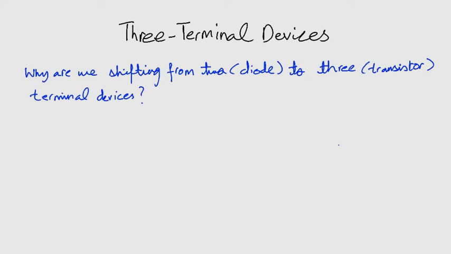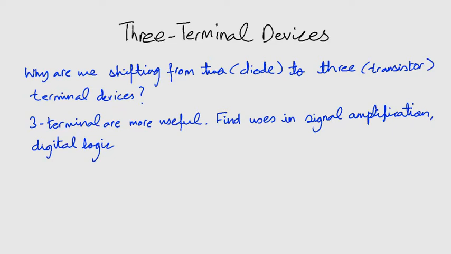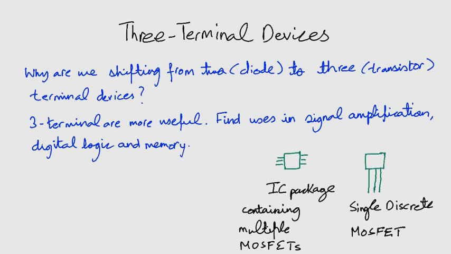So why are we shifting from 2-terminal to 3-terminal devices? 3-terminal devices are more useful and find uses in a large number of applications such as signal amplification, digital logic, and memory. The basic working principle is that the voltage between two terminals is used to control the current flowing in the third terminal.